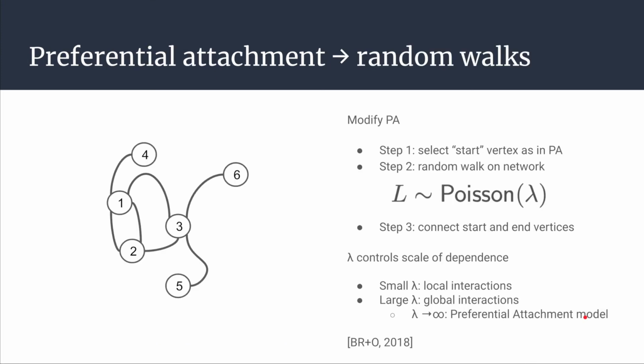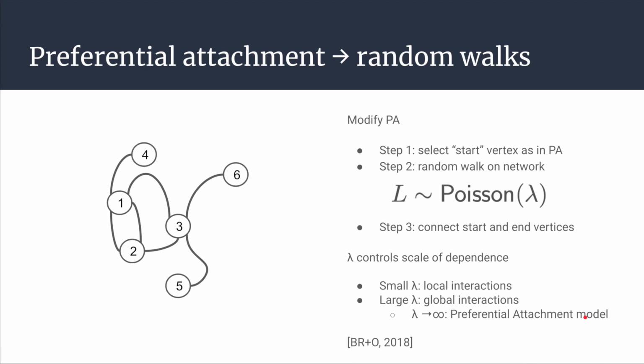Okay, so I'm going to spend the last couple of minutes talking about a slightly more complicated model, and it can be viewed as a generalization of preferential attachment. We'll just modify it to try to capture some more of the local dependence that we think is relevant to networks.